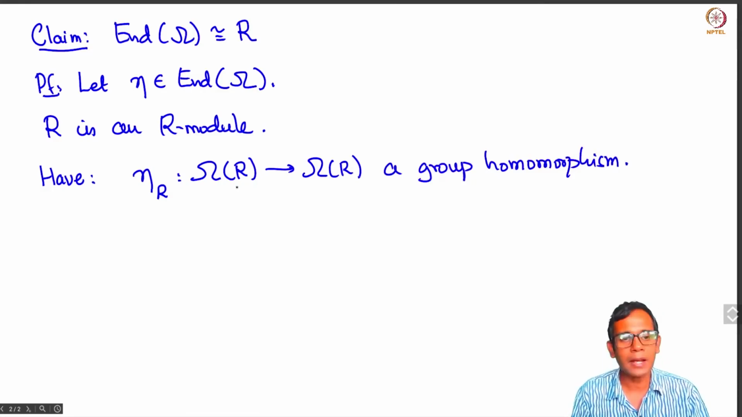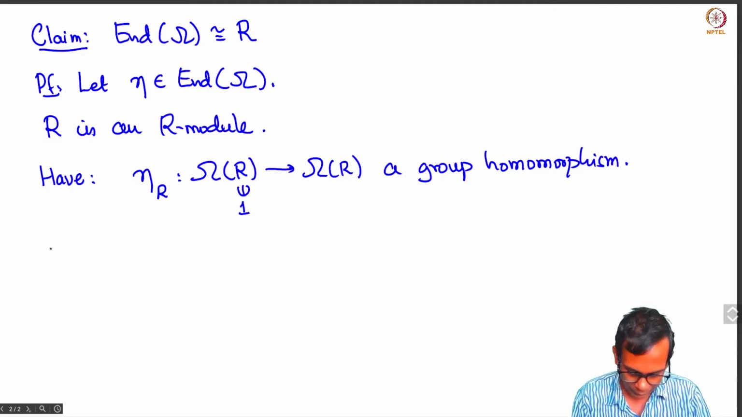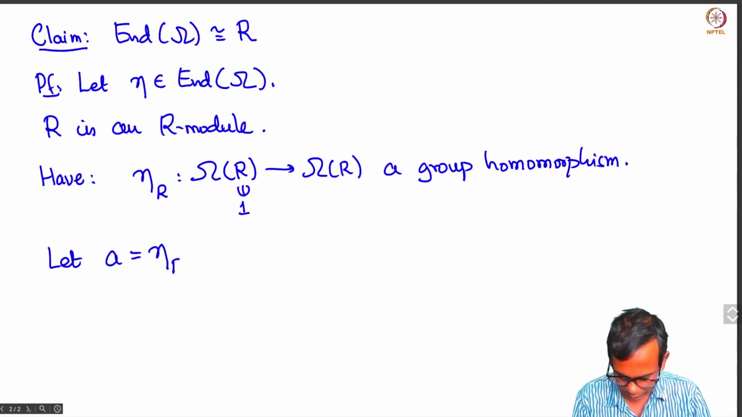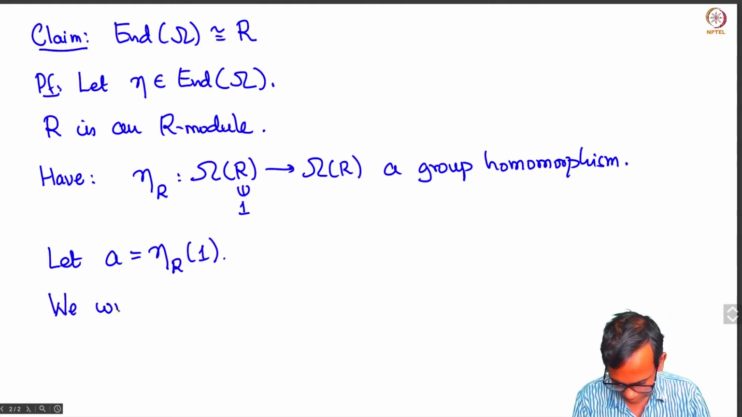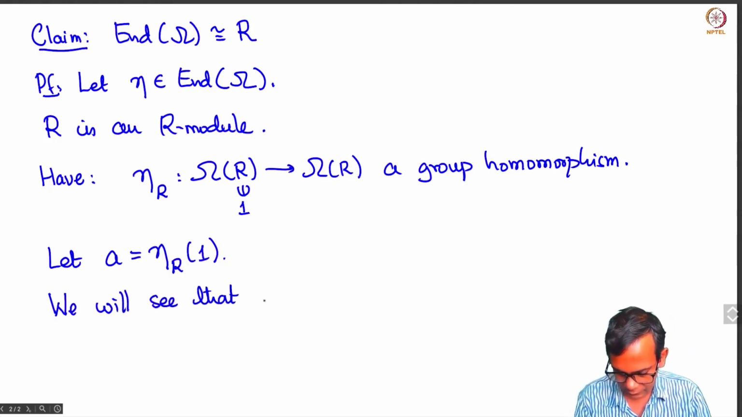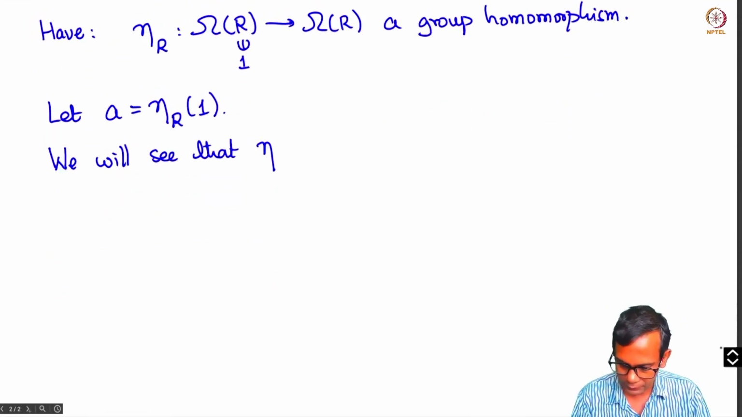Now in this R we have an element 1, and let a equal eta_R(1). And what I want to say is that we will see that eta is completely determined by a.